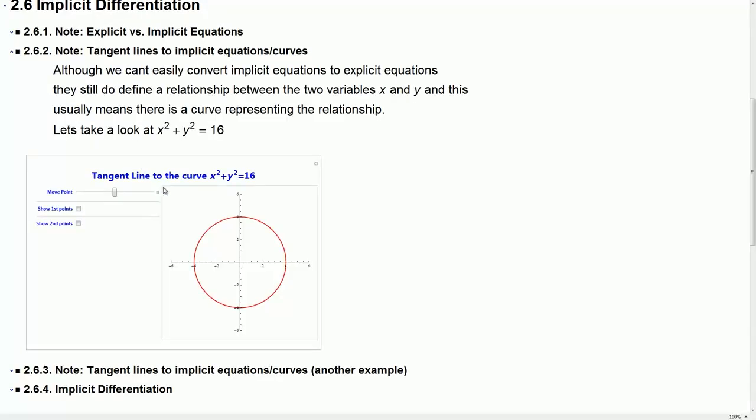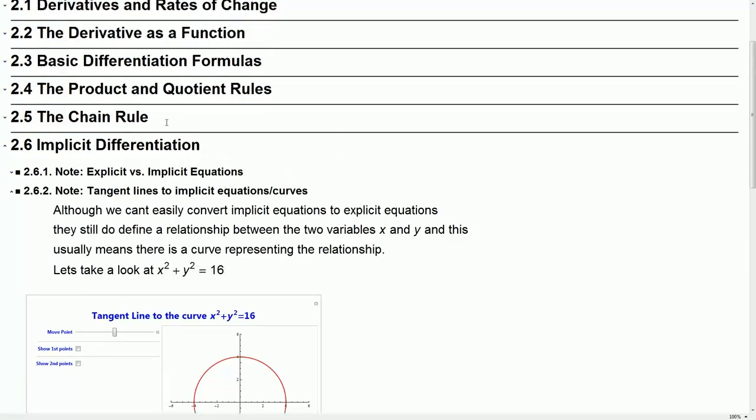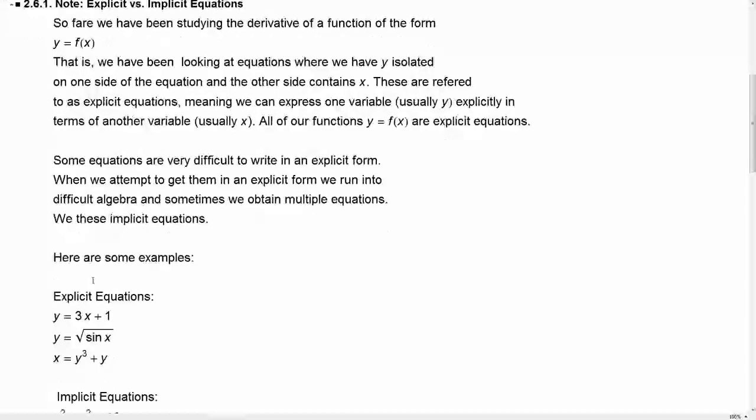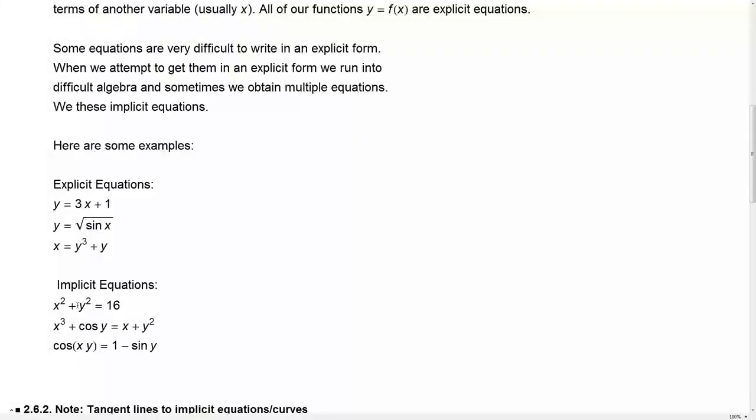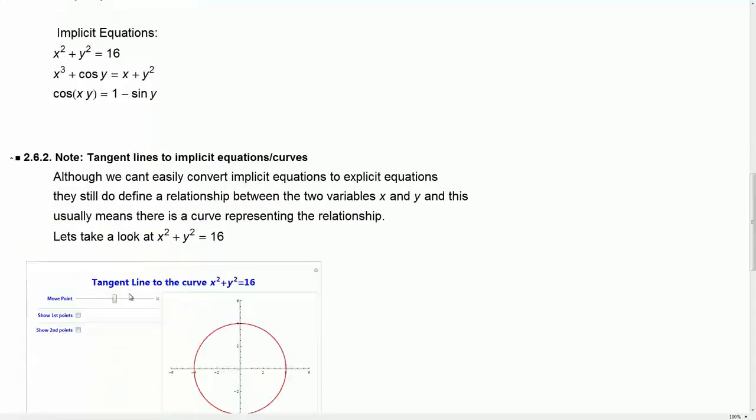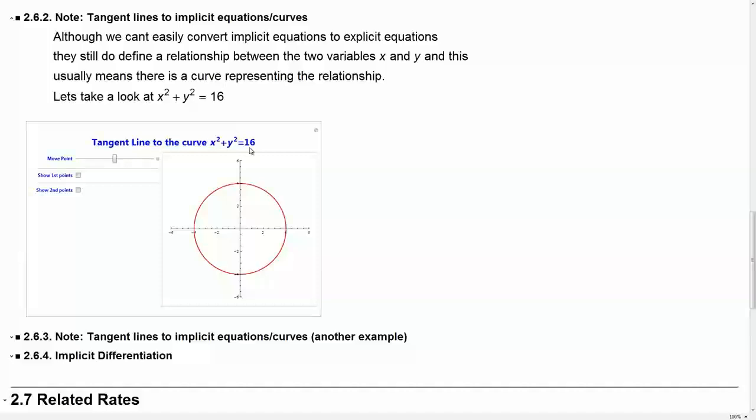So here is a graph of x squared plus y squared equals 16. That was our first example of an implicit equation right here. So we can see that if you graph this, it's a circle, right? We should all recognize x squared plus y squared equals 16 as a circle. The thing is, this fails to be a function. Remember the vertical line test.